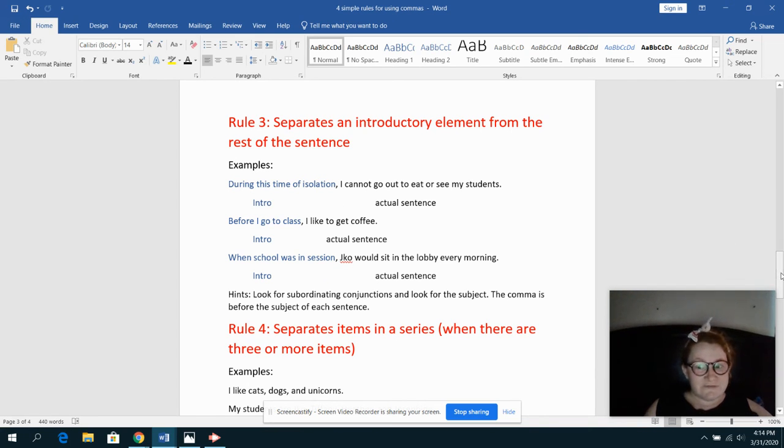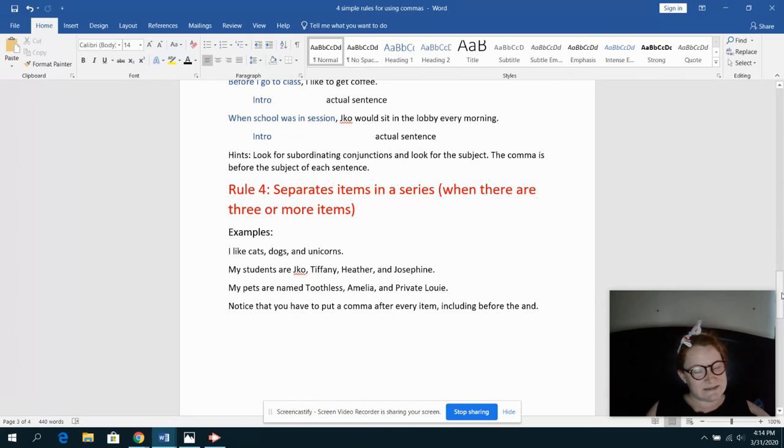And then our last rule, I've saved this one for last because it's the easiest one for you guys because you learned it when you were like in second grade. And this rule is that commas separate items in a series, and we consider it a series if there are three or more things. Three or more things. So I like cats, dogs, and unicorns. Separate that with commas.